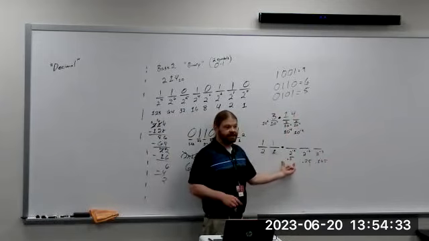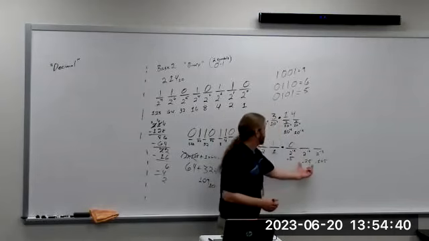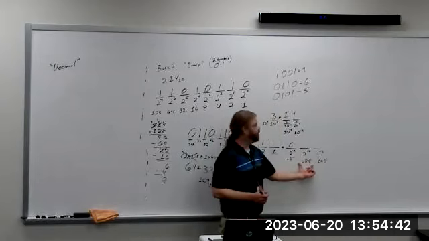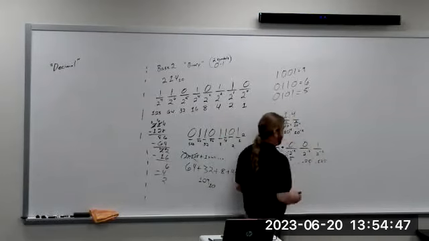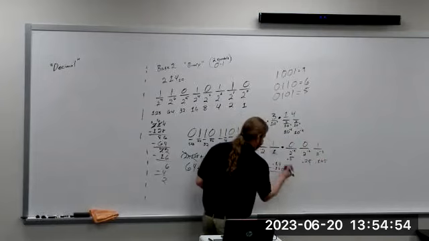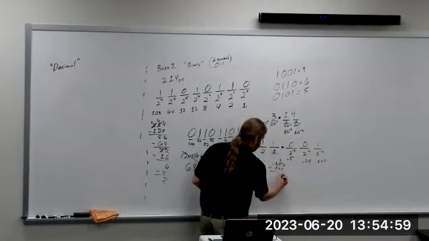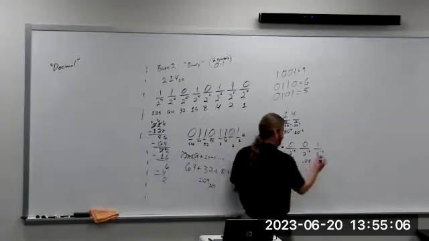Our first column is 1/2, the halves column, so 0.5 is too big. So we don't have any of those. Next column's quarters. 0.25 is still too big, so we don't have any of those. Eighths would fit, so we would have one of those, and then 0.14 minus 0.125 leaves us 0.015, so we would just keep going.